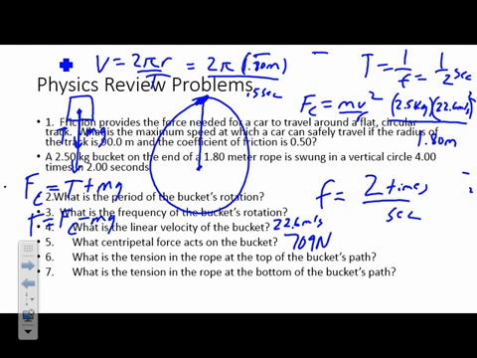We already calculated the centripetal force is 709. And mg is just the weight of our bucket, which is 2.5 times 9.8. So that's 24.5. Subtract that out. We get a tension of 685 newtons. So that's at the top. Now at the bottom, let me make some space here.